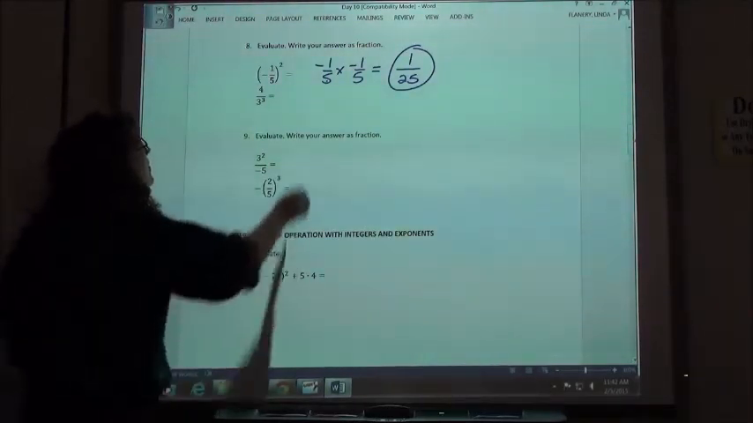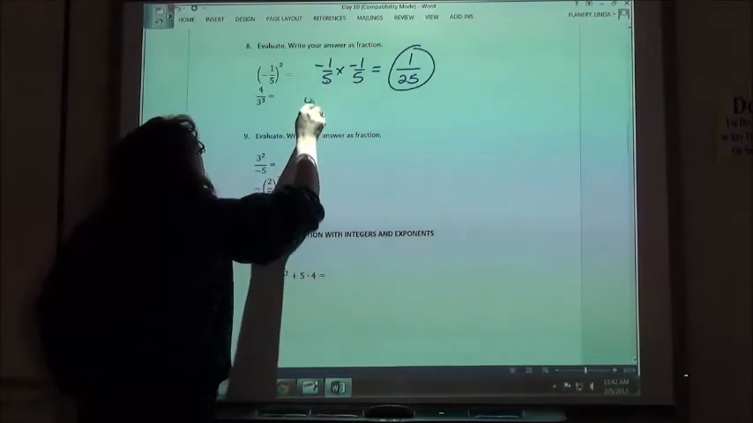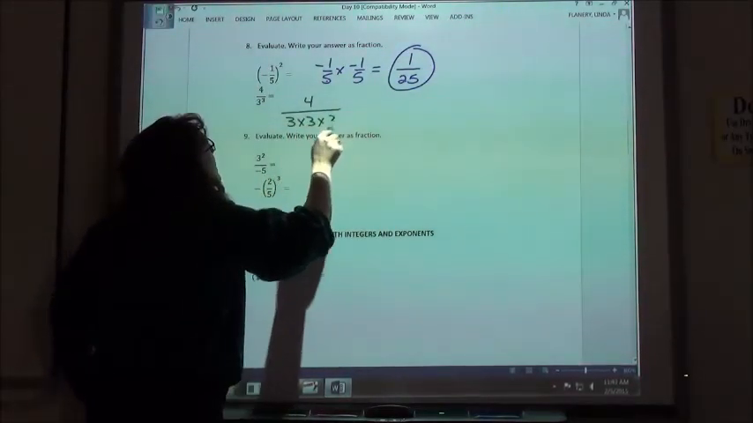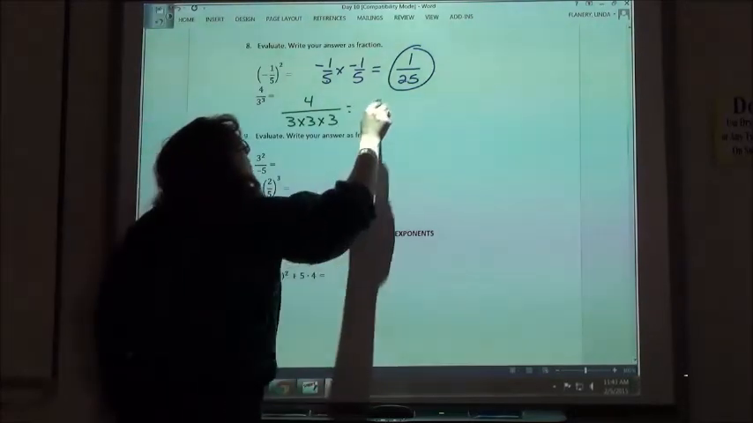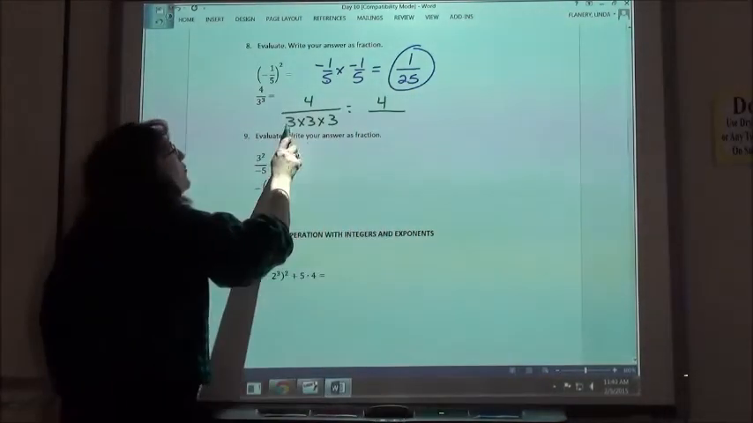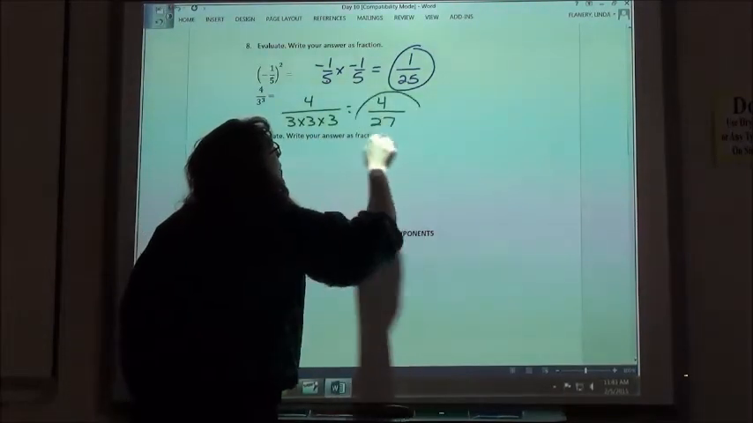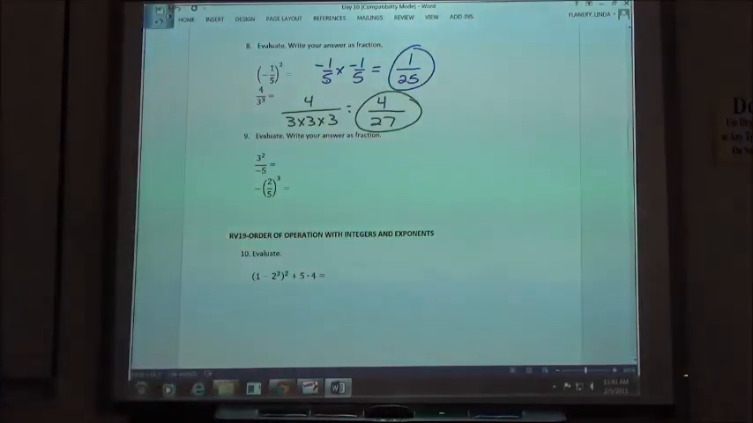This one here, the 4 is by itself on top. The bottom I'm taking 3 cubed. 3 times 3 times 3. So I'm going to have 4 over 3 times 3 is 9. 9 times 3 is 27. 4 over 27 is going to be my answer.